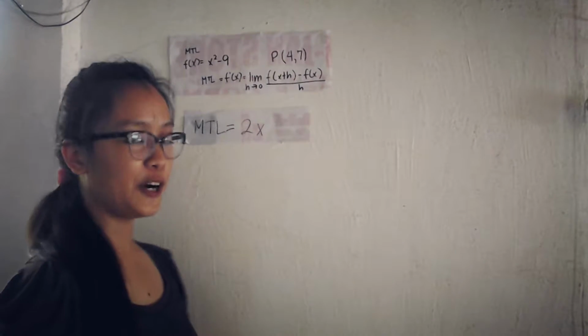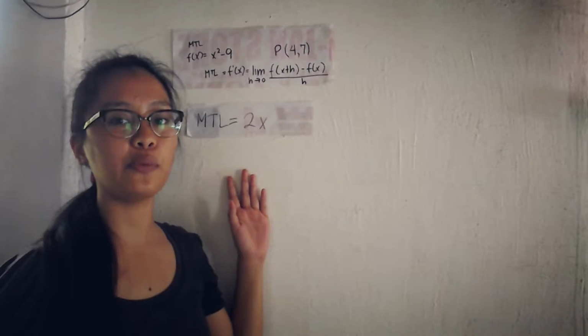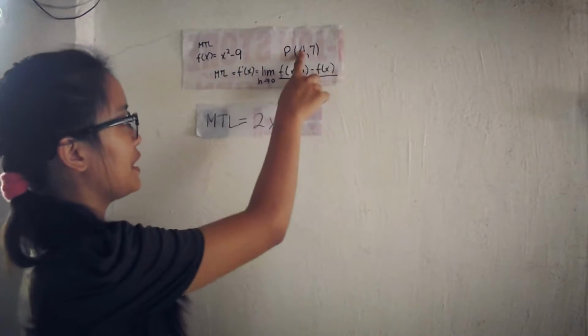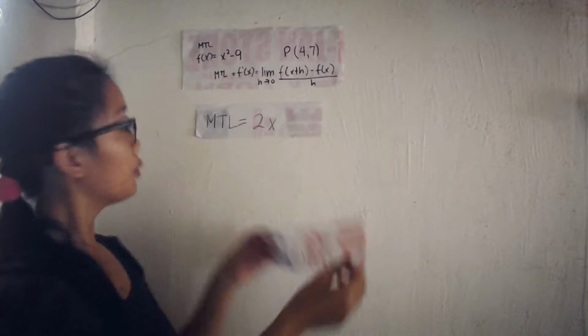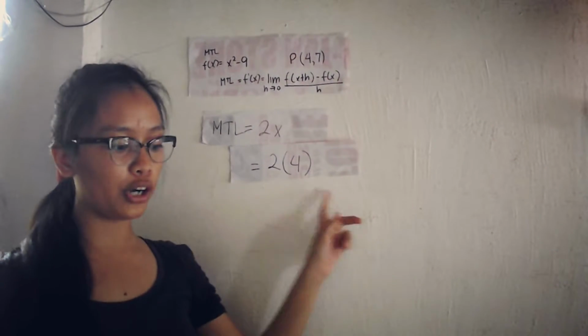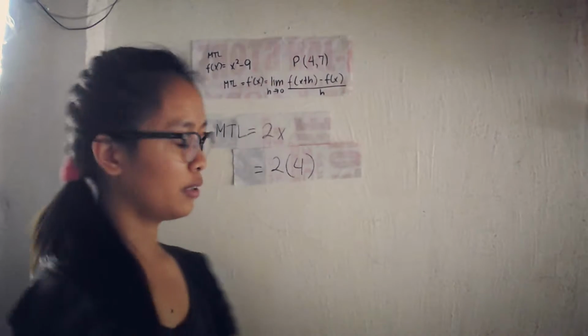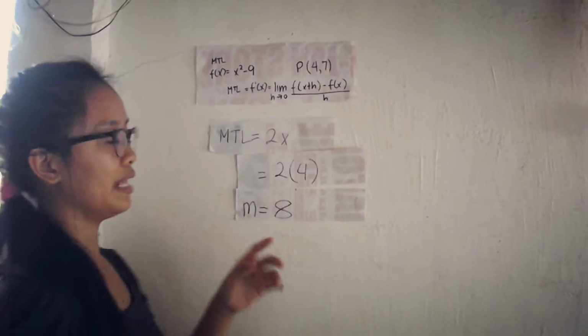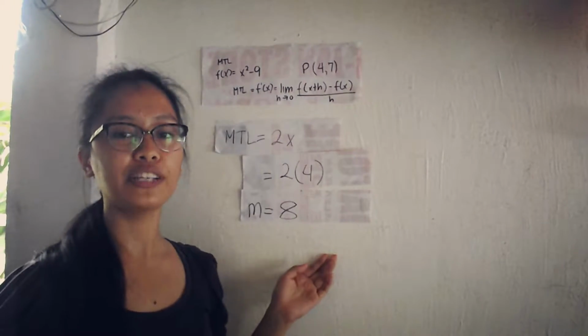We are not yet done because this is only the equation for getting our slope. So we need to substitute the value of this one into this. So the result would be this, and then 2 times 4 would be equal to 8. m is equal to 8. This is the slope of our tangent line.